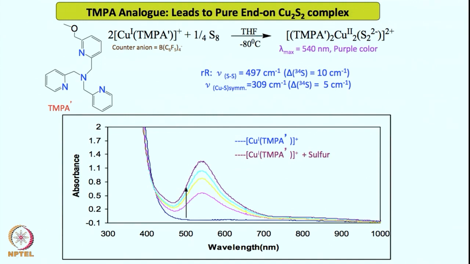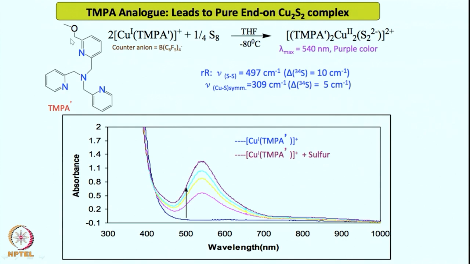becomes extremely crucial. For instance, if these methylene methoxy units are put on every arm of the pyridine, there is absolutely no reaction with sulfur. If two of the pyridines are substituted with any substituent at this position, once again the sixth position, this once again does not react. Any further change in ligand design will either lead to multiple product formation or no reactivity with elemental sulfur.